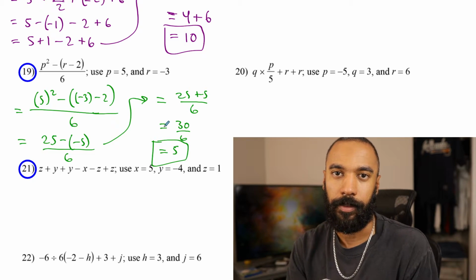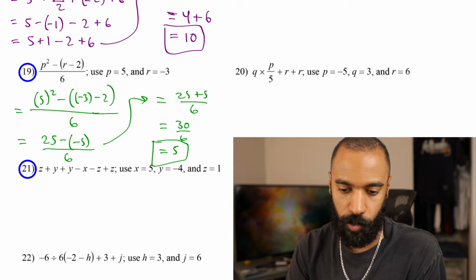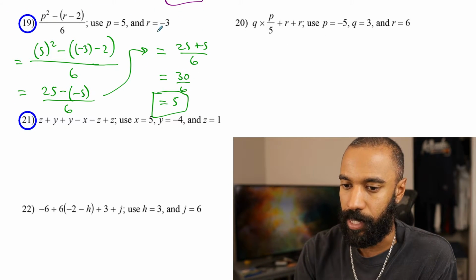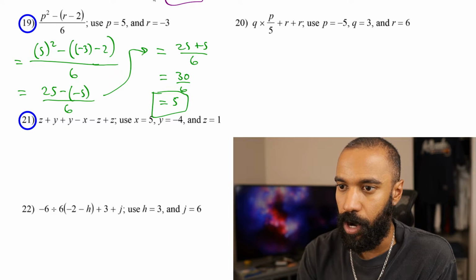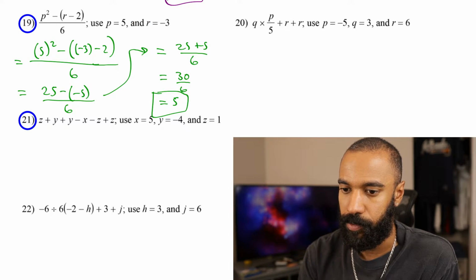Oh, I do have one more problem. I thought it was 1 through 19. My apologies. It's 1 through 21. That's okay. We're getting there. We're getting there. All right. Last problem here. Z plus y.